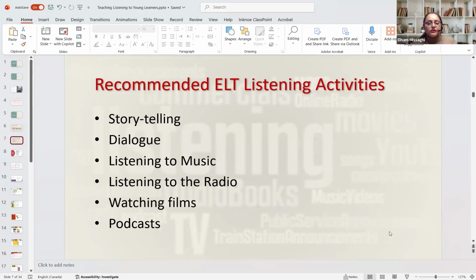They listen to interviews, they listen to music, they listen to the news on the radio, even watching movies or films, listening to podcasts, stories or novels, audio stories or audio novels. They all go for extensive listening, which is nice. They have more exposure to the language, they get familiar with that language.